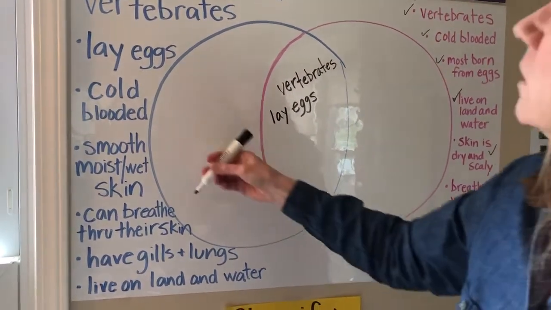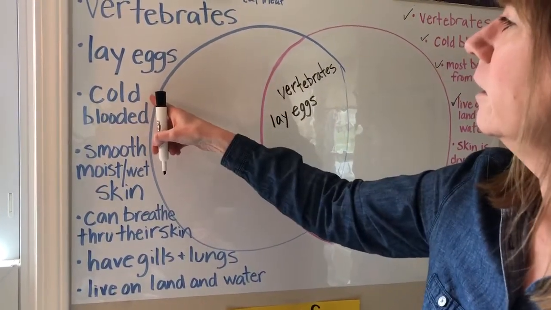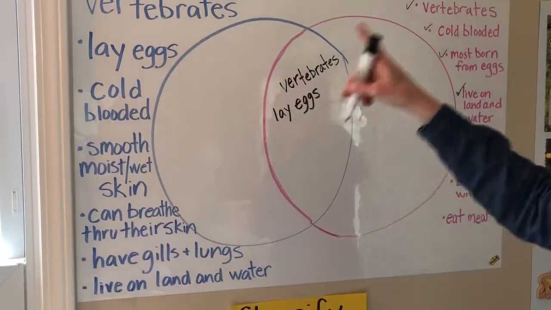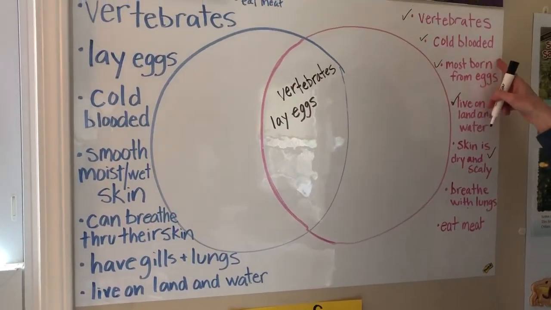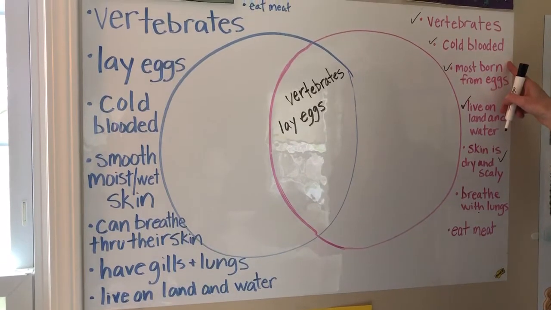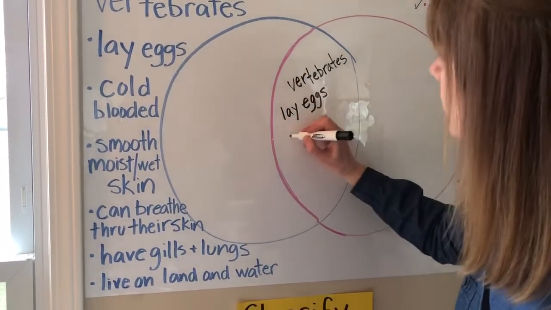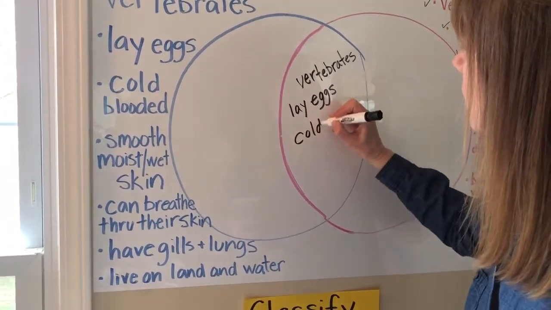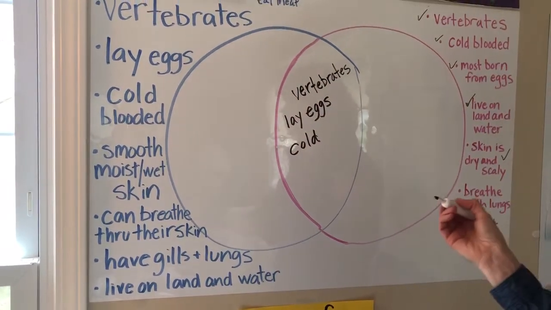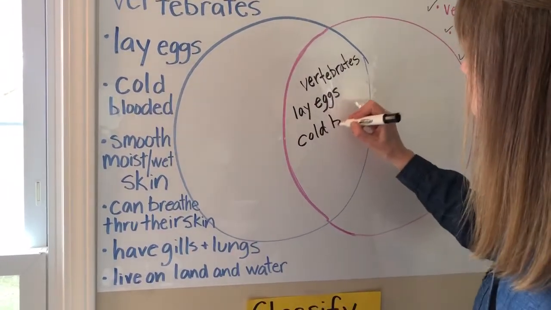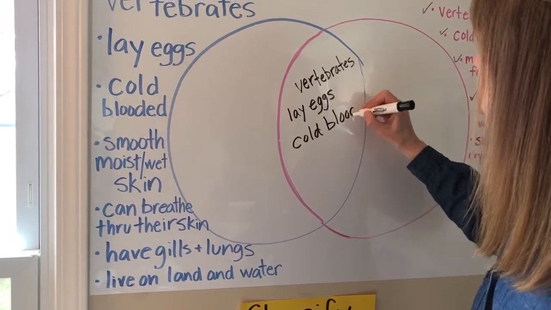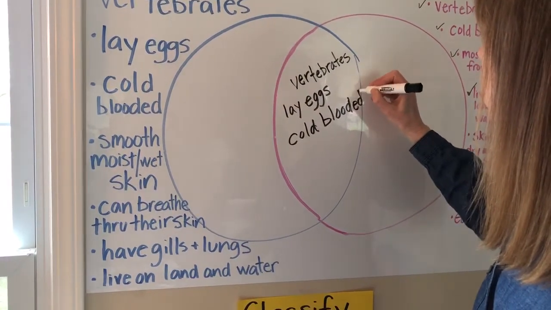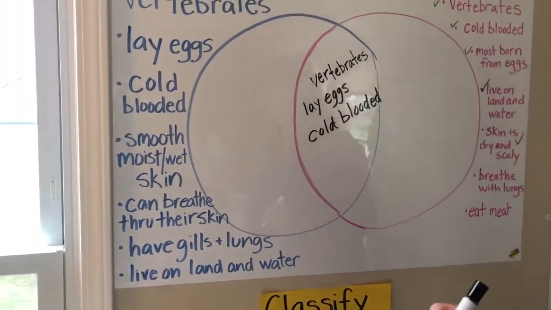Okay? So let's look. Amphibians are cold-blooded, and I don't even think you guys have to come over to this list. You should remember that reptiles are cold-blooded also. So they definitely have that in common. Wow. Amphibians and reptiles, they have a lot in common. Now, if you remember, mammals wouldn't be in this shared space because mammals are warm-blooded.